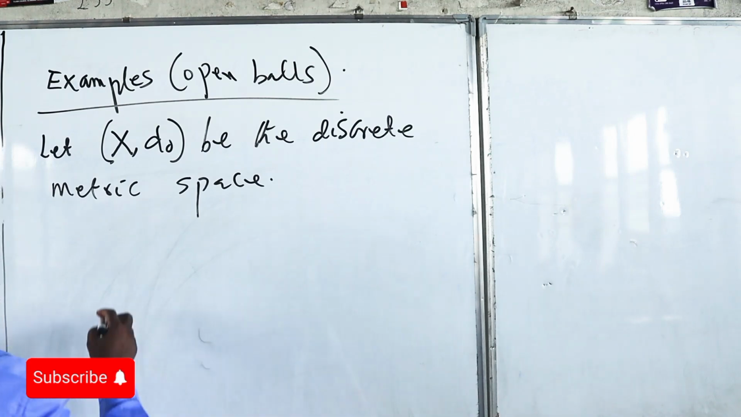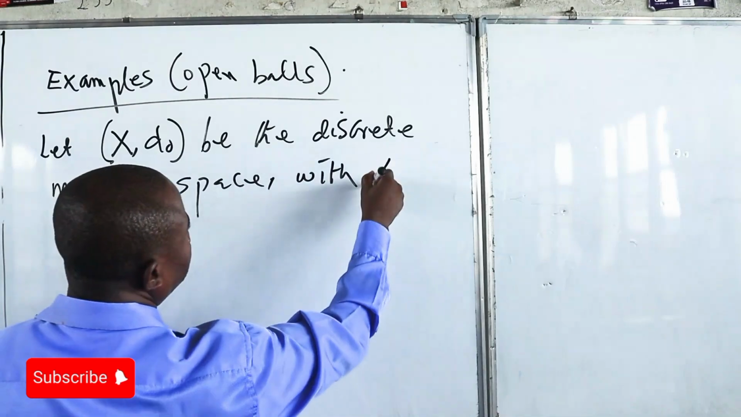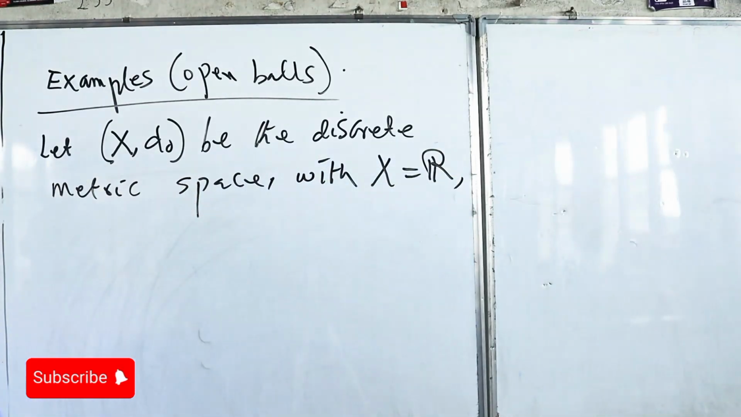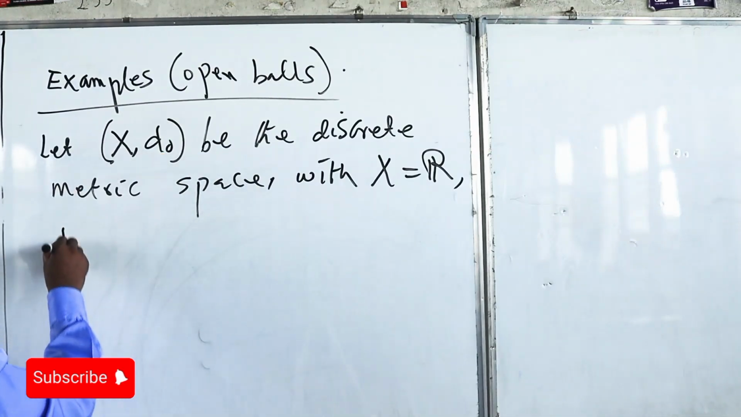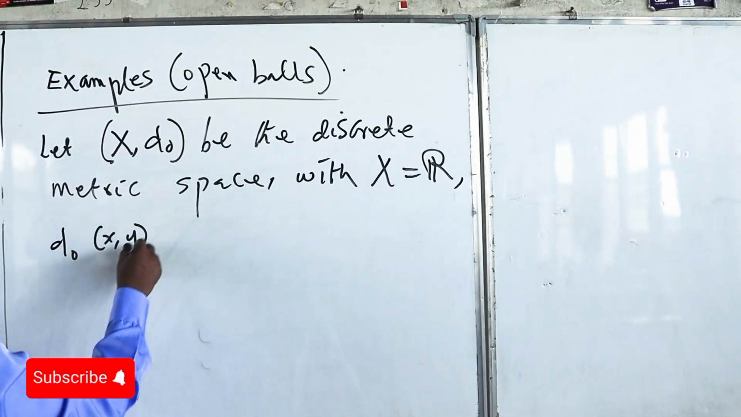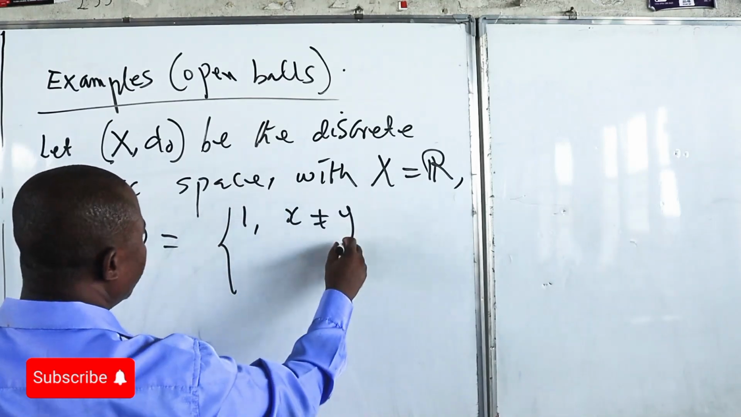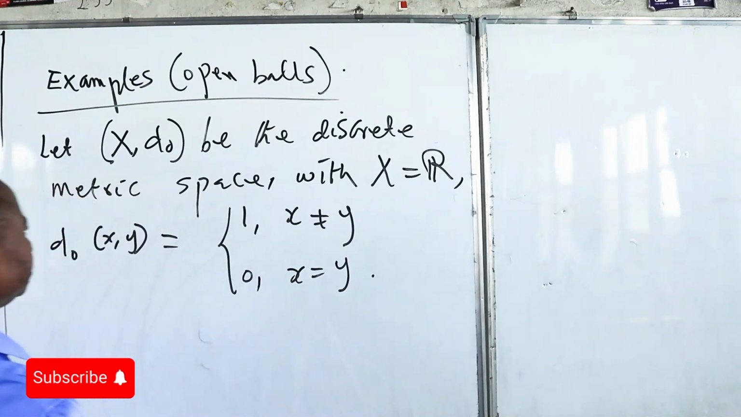Precisely, we want to take X to be the set of real numbers. And then I want to remind us of what d naught is. So d naught of x, y, by definition, is 1 if x is different from y, and it is 0 if x is equal to y.